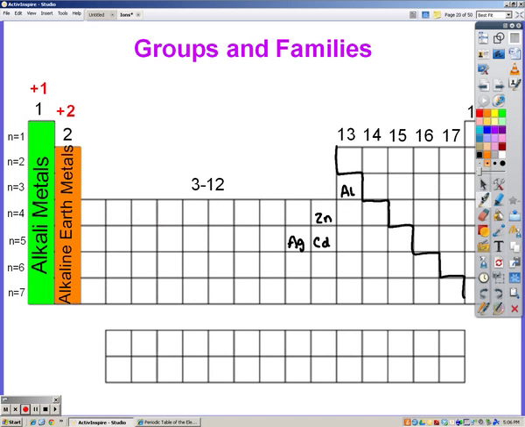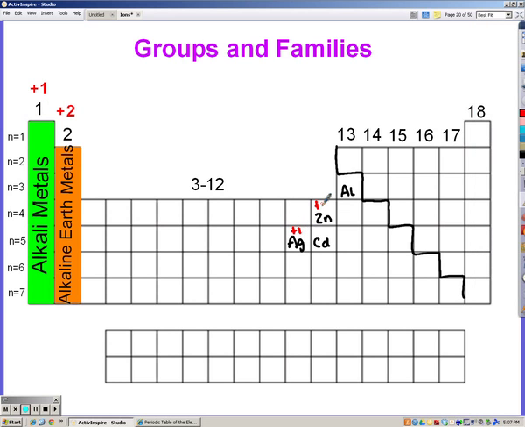In the middle, silver, you need to write in as a +1. Zinc and cadmium are +2s, and aluminum is a +3.